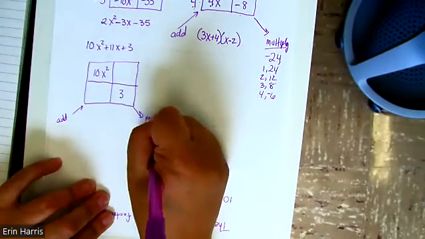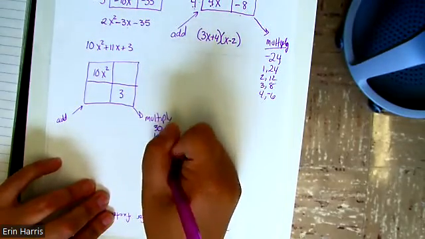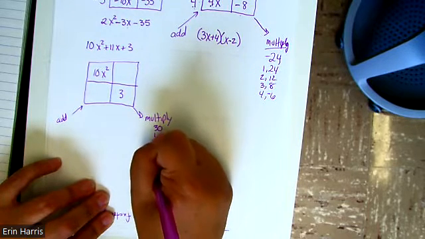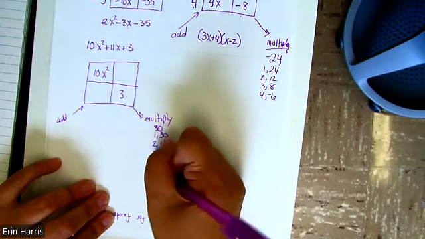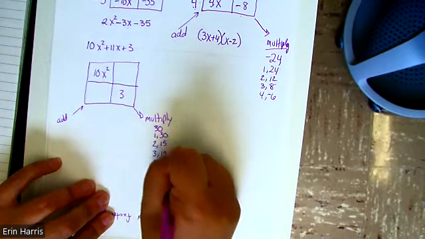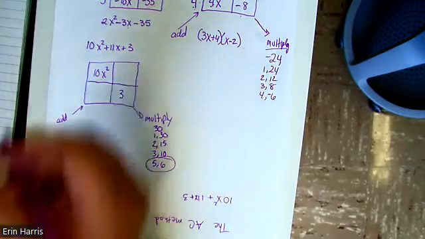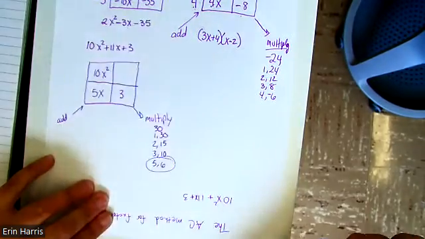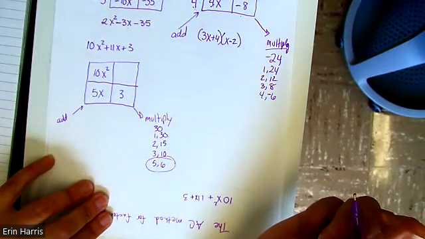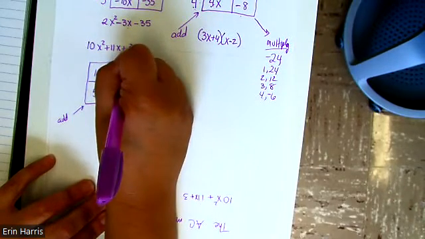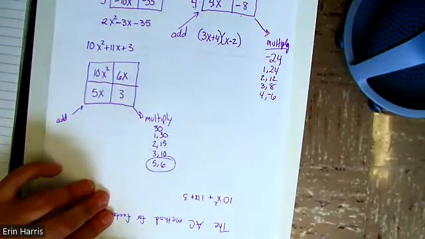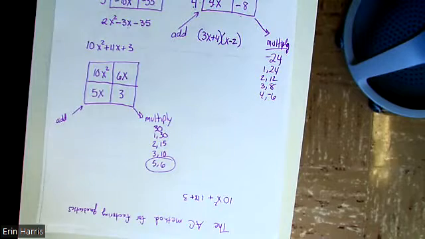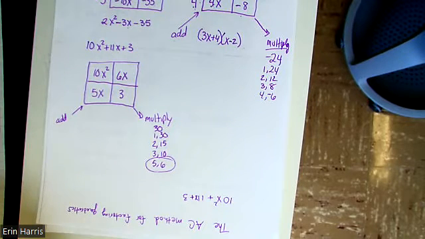Okay, so I get 30. Go in order as I list the factors, and I'm looking for positive 11. 2 and 15, 3 and 10, 4 doesn't go in, 5 and 6, there it is, positive 11. Okay, so I could put the 5x here and the 6x here.